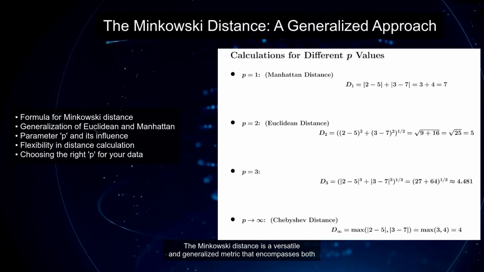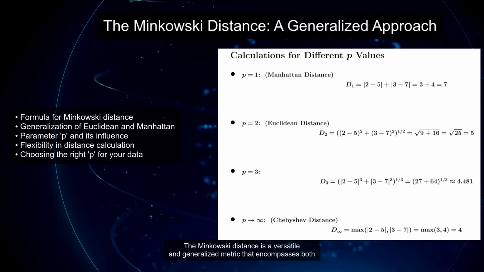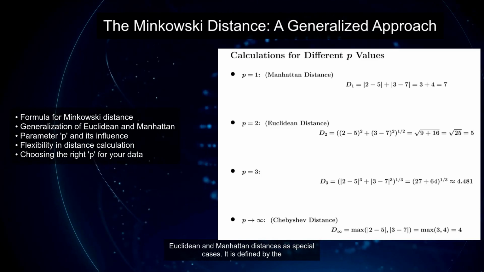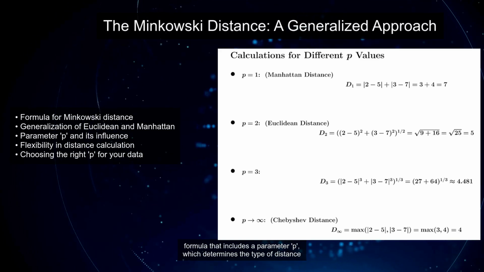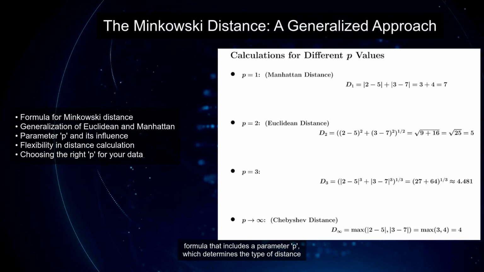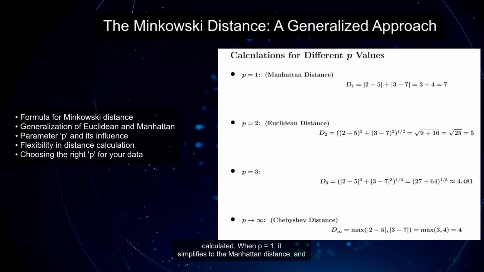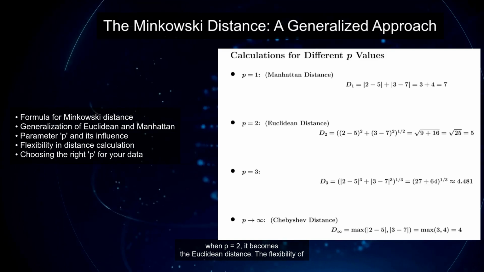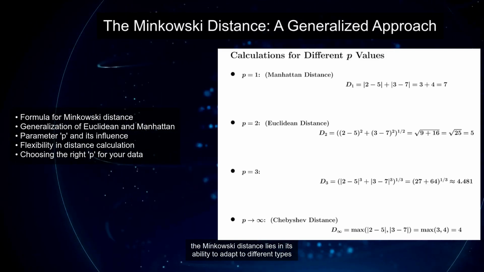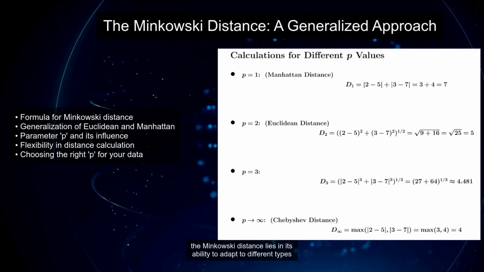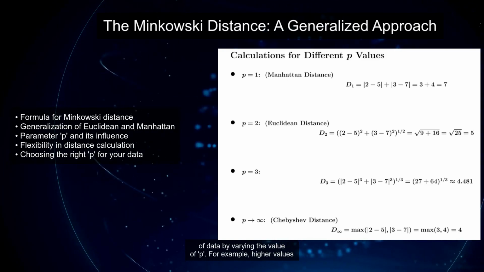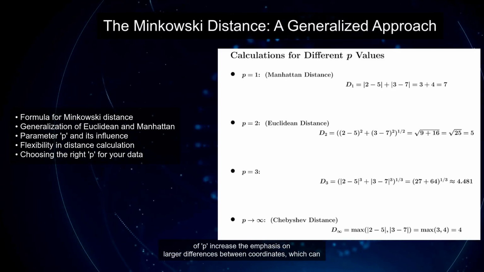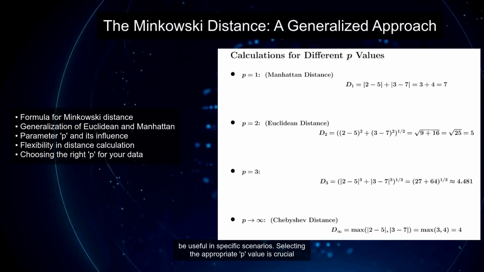The Minkowski distance is a versatile and generalized metric that encompasses both Euclidean and Manhattan distances as special cases. It is defined by the formula that includes a parameter p, which determines the type of distance calculated. When p equals 1, it simplifies to the Manhattan distance, and when p equals 2, it becomes the Euclidean distance. The flexibility of the Minkowski distance lies in its ability to adapt to different types of data by varying the value of p. For example, higher values of p increase the emphasis on larger differences between coordinates, which can be useful in specific scenarios.